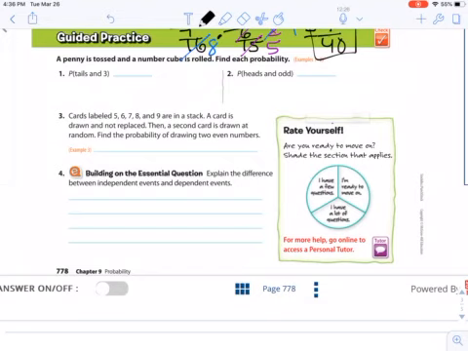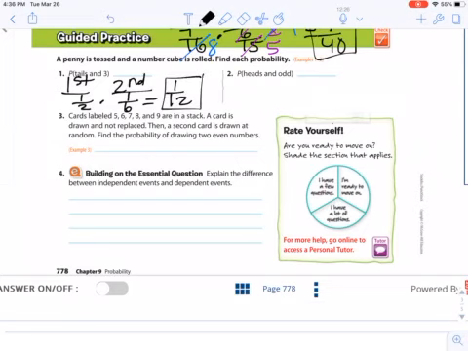Okay, so for number 1, you're tossing a penny and rolling a number cube. So you're doing 2 actions, your first and your second. The probability that you land on tails is 1/2. And then the probability that you land on 3 on your number cube is 1/6. There's nothing to cross cancel, so your probability is 1/12.